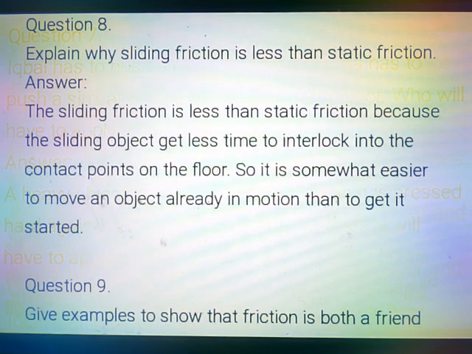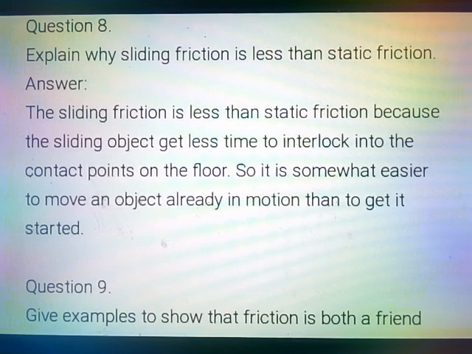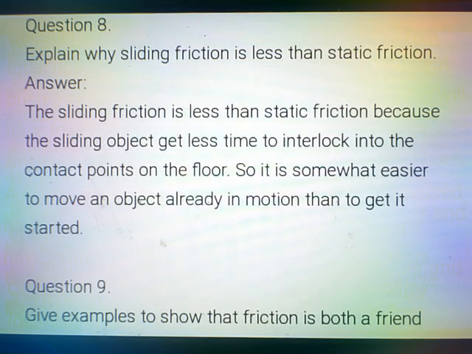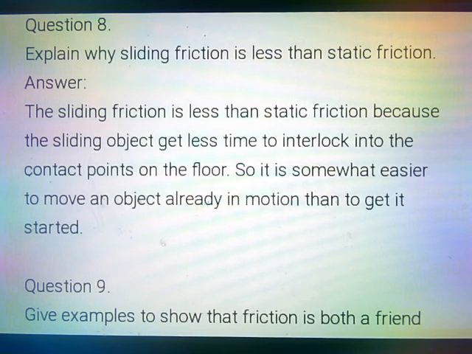Question number 8. Explain why sliding friction is less than static friction. Answer: the sliding friction is less than static friction because the sliding object gets less time to interlock into the contact points on the floor. So it is somewhat easier to move an object already in motion than to get it started.